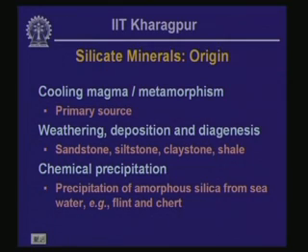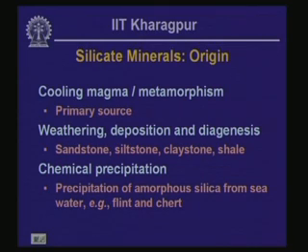Now, weathering, deposition and diagenesis could also be sources of silicate minerals, and as we will see later on, sandstones, siltstones, claystones and shale form in this manner. By weathering, deposition and diagenesis, the chemical composition of minerals could also change in the process.